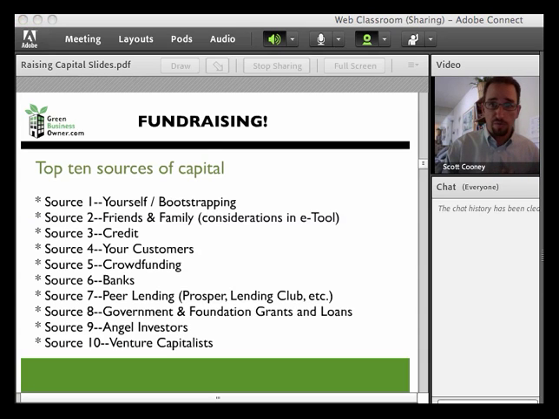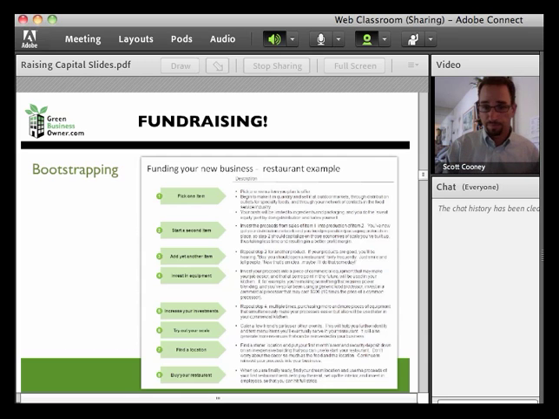Okay, so we're going to go through these top 10 slide by slide. I just want to sort of give you the spectrum. At the top of this spectrum is typically the more common and the easier to acquire sources of capital. At the bottom of the spectrum are the greater sums of money that are harder to get, and rarer for that matter. Okay, so let's start with bootstrapping.